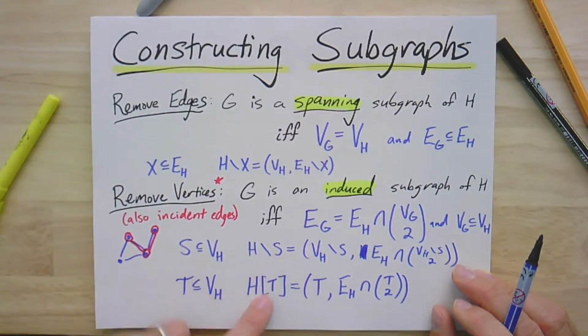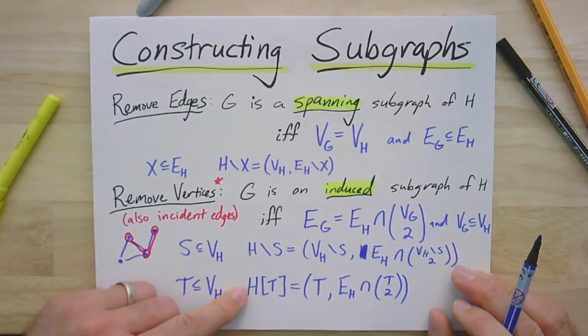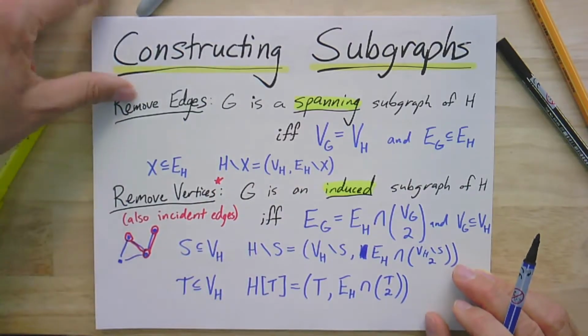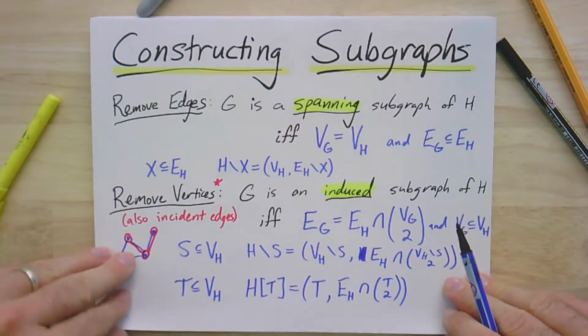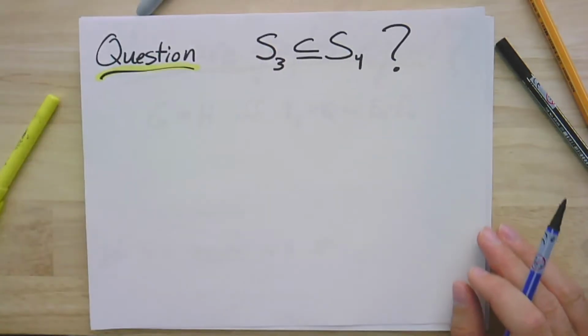But then there's this complementary view of thinking not about what you removed, but what you kept. And this is the induced subgraph on T. And so these two operations will always give you an induced subgraph. This operation will always give you a spanning subgraph. All right, so this is all pretty good. We've got subgraphs. We've got some special kinds of subgraphs now.